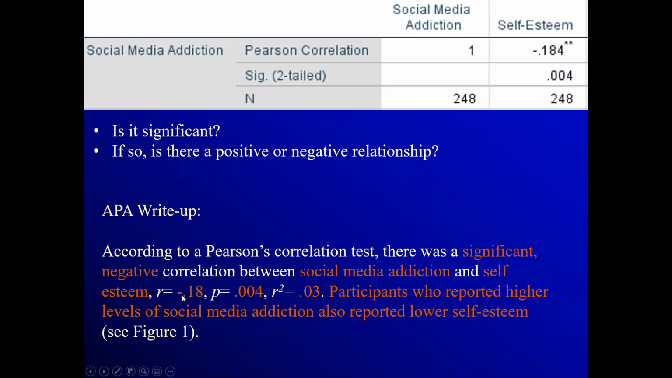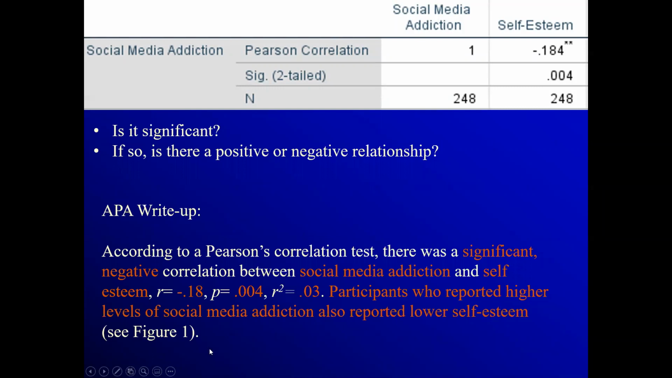Then you need to report the R value, which is negative 0.18, comma, the p-value 0.004, comma, R squared, and then you literally just take the R value and you square it, 0.03. Once again, watch that 5-minute after-lecture mini lecture, and we'll talk more about this, but we know that's a weak relationship, right? 0.03, weak. So then you interpret it in words. Participants who reported higher levels of social media addiction also reported lower self-esteem.